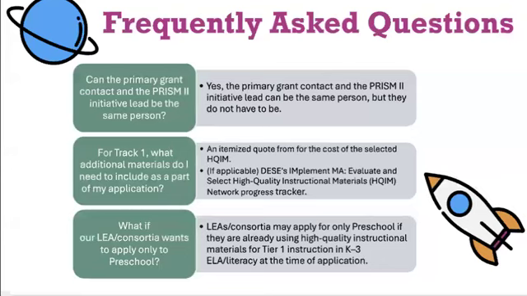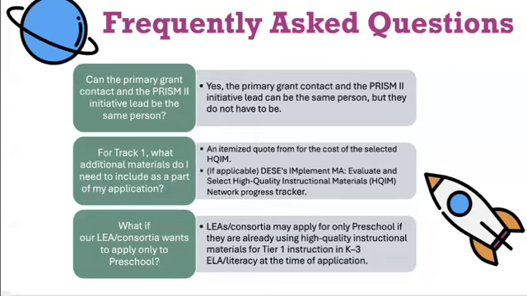Now let's review some frequently asked questions about the application questions. Can the primary grant contact and the PRISM II initiative lead be the same person? Yes. The primary grant contact and the PRISM II initiative lead can be the same person, but they do not have to be. When selecting the initiative lead, consider their capacity to effectively oversee the project. You must provide the name, role, email address, and daytime phone number for both roles.